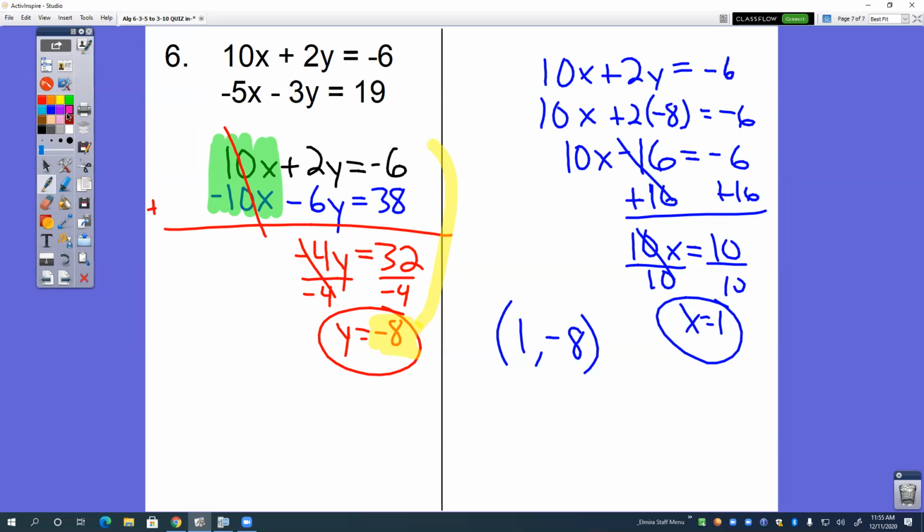2 times 3 is 6. So we want to create a positive 6 and a negative 6. To make a positive 6 up here, we would have to multiply by 3. So we would have to take and do this top equation times 3 times 3 and times 3. That way we're going to get a positive 6y in the middle. We would have to get a negative 6y here. To get a negative 6y, we'd have to multiply this bottom one by 2. Distribute, distribute, distribute. So now I would end up with a positive 6y and a negative 6y.